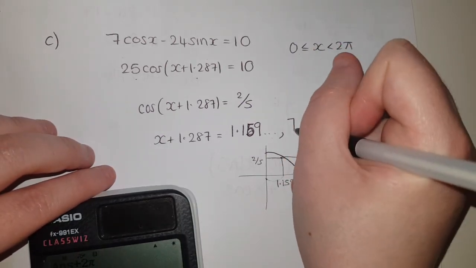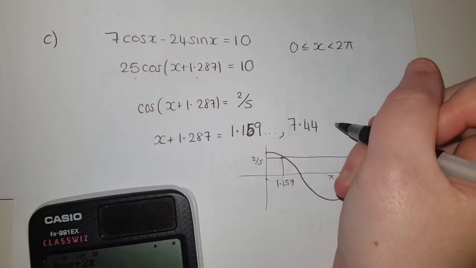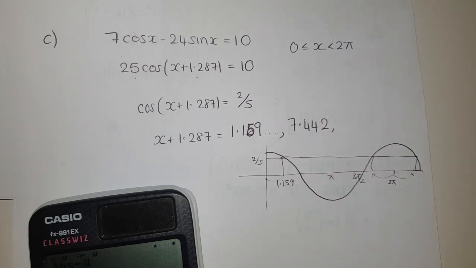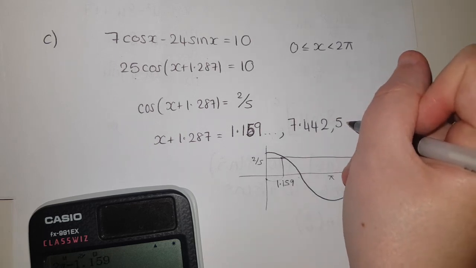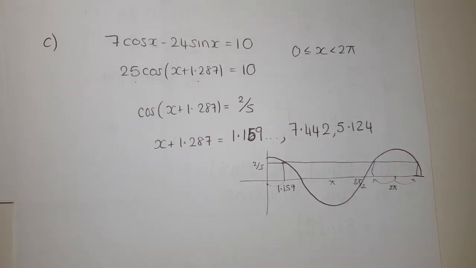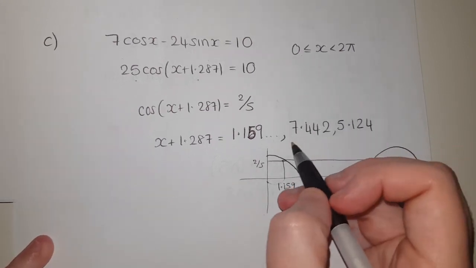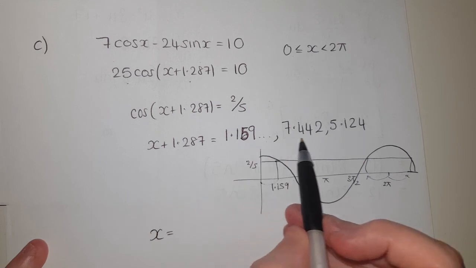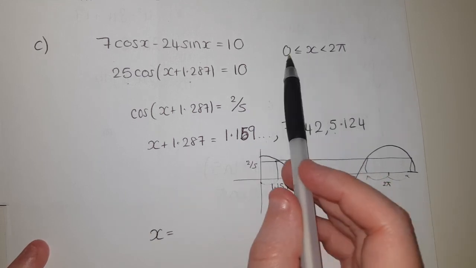I'm going to get another value at 7.442 and another value, that was wrong, at 5.124. All I need to do then to find my x value is subtract 1.287 from these, and then my results should fall in the normal region.